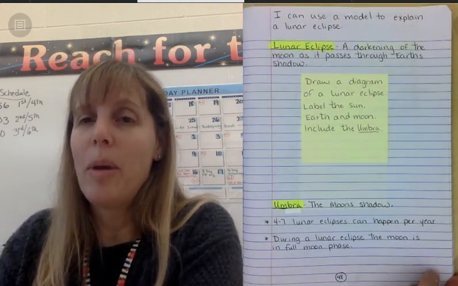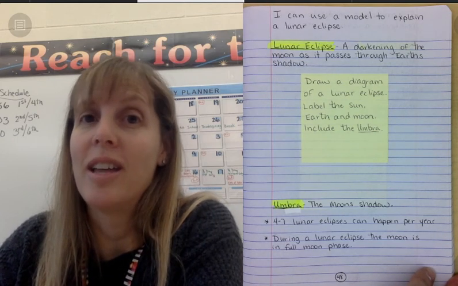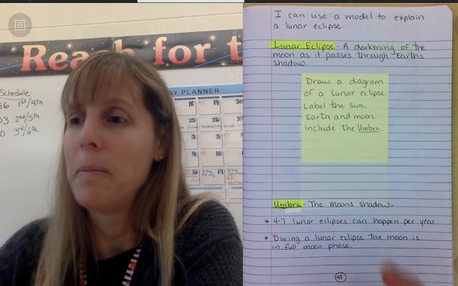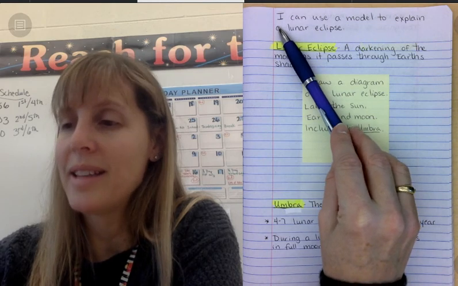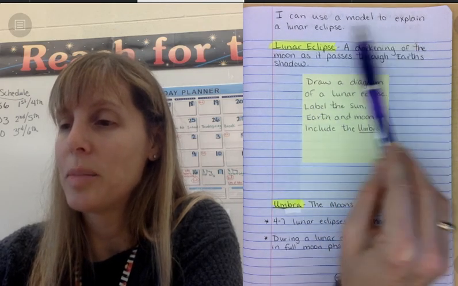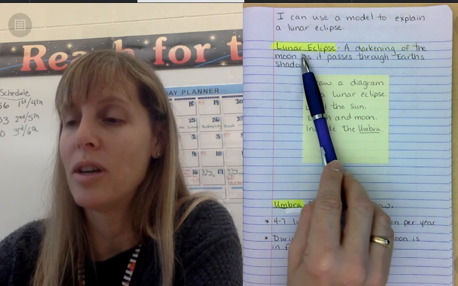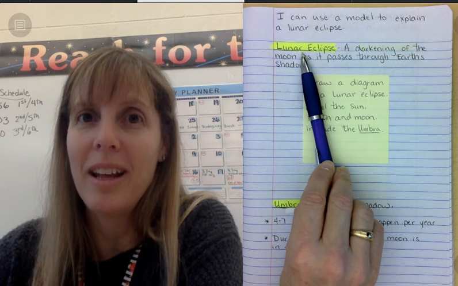So for notebook page 48, we're going to look into lunar eclipses because there is a relationship between the sun and the earth and the moon. So our learning target for page 48 is I can use a model to explain a lunar eclipse. And the definition of lunar eclipse is here, but here's the term, lunar eclipse. Say it with me, lunar eclipse.